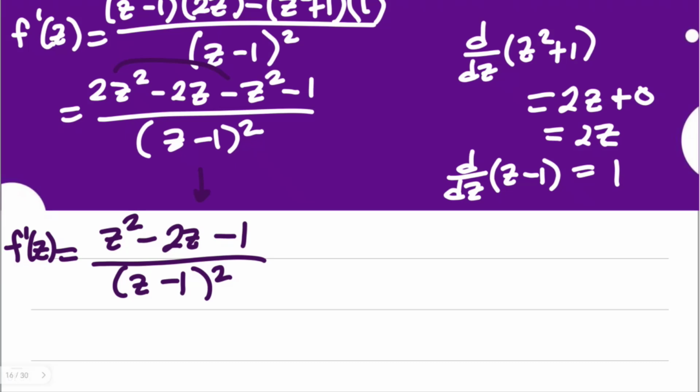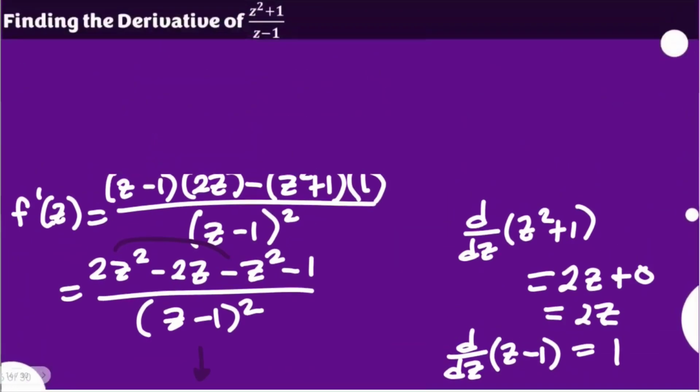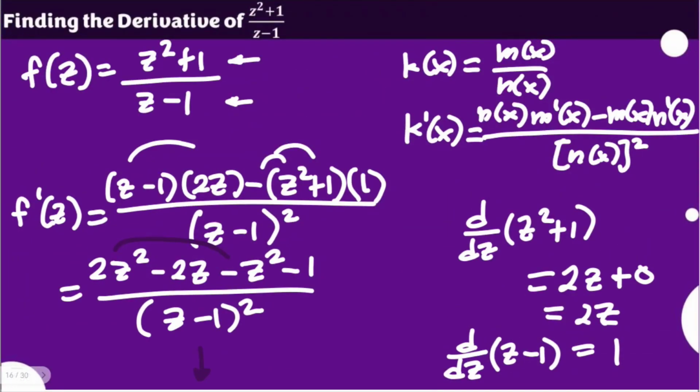Now, can we simplify this? Can we factor this one and get a binomial expression z minus 1? Basically, you cannot find any factor of z minus 1. So this is as it is. This is the result, or derivative, of the given rational function here.